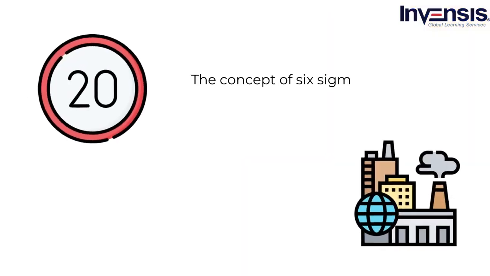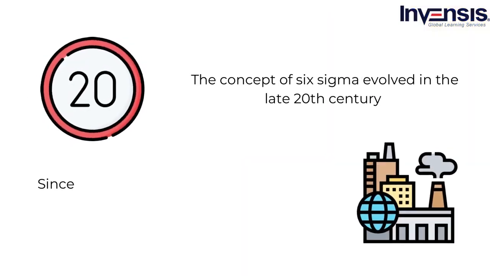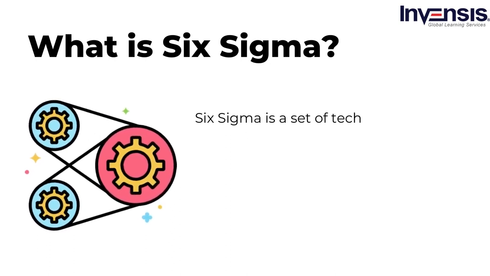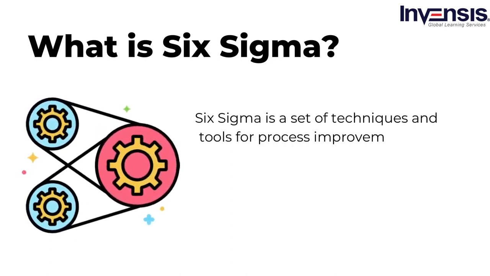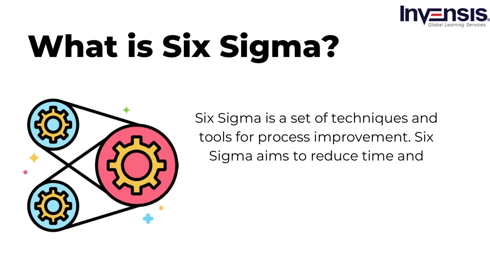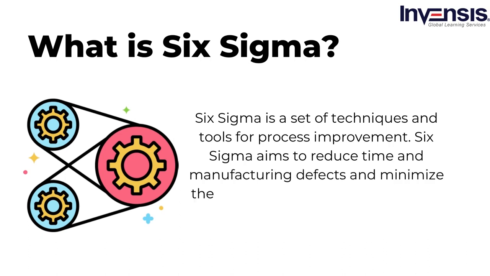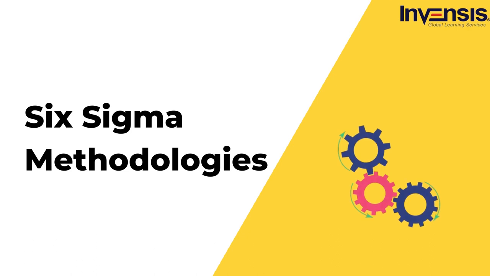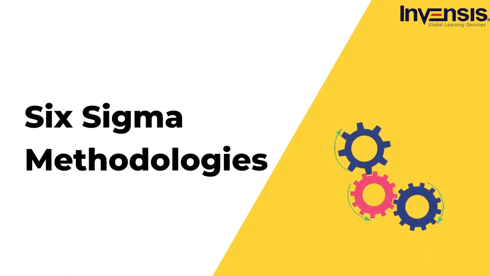What is Six Sigma? The concept of Six Sigma evolved in the late 20th century, and since then, it has been widely adopted by industries around the globe to maintain quality. Six Sigma is a set of techniques and tools for process improvement. Six Sigma aims to reduce time and manufacturing defects and minimize the dispersion in manufacturing and business processes. Six Sigma experts follow specific value targets to reduce defects and increase customer satisfaction. A few methodologies are used in Six Sigma, so let us discuss the Six Sigma methodologies in detail.